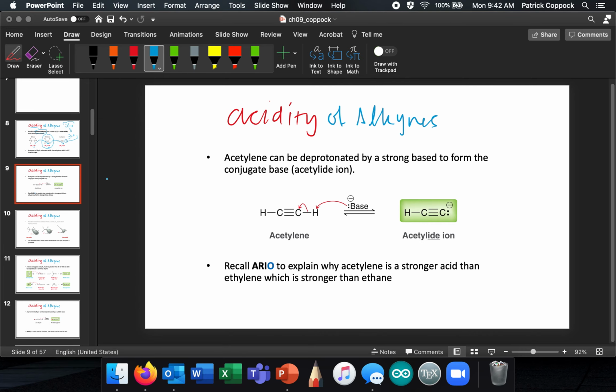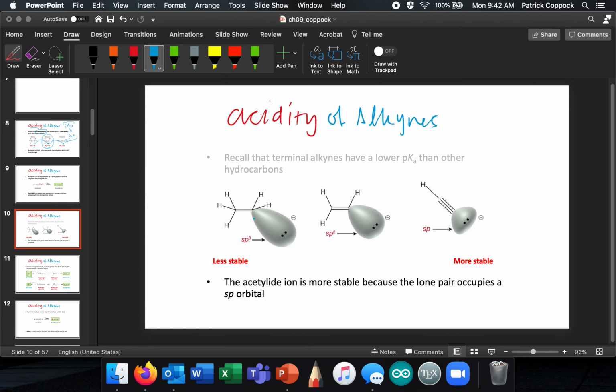Here's the reason why. The hydrogen is bonded to a carbon that was sp hybridized. You can see that before this was deprotonated, there was another hydrogen here. Well, the orbital for those electrons is an sp orbital, and it's much closer to the nucleus. So this is much more stable than this, which is more stable than this.